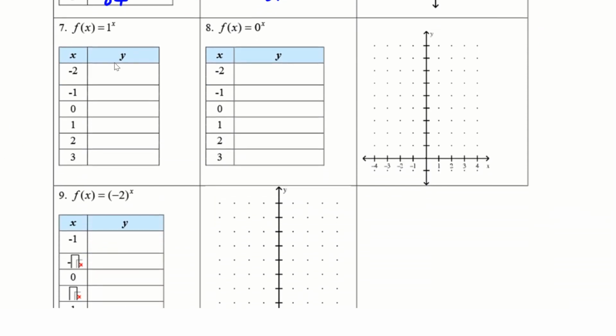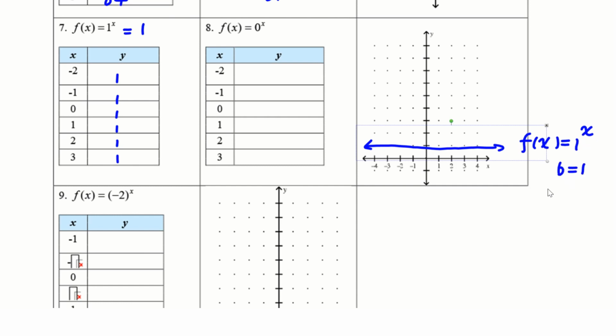So f(x) = 1 to the exponent x. We sub in 1 to the exponent -2, it gives you 1. Then you will see if the base is 1, then you will have a horizontal line. This is f(x) = 1 to the exponent x. So we are not going to discuss base 1. For the exponential function, the base is either greater than 1 or less than 1.